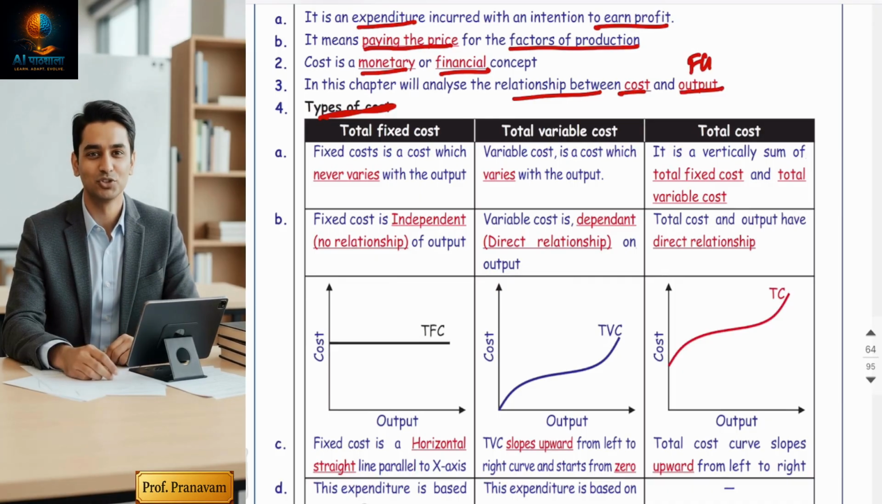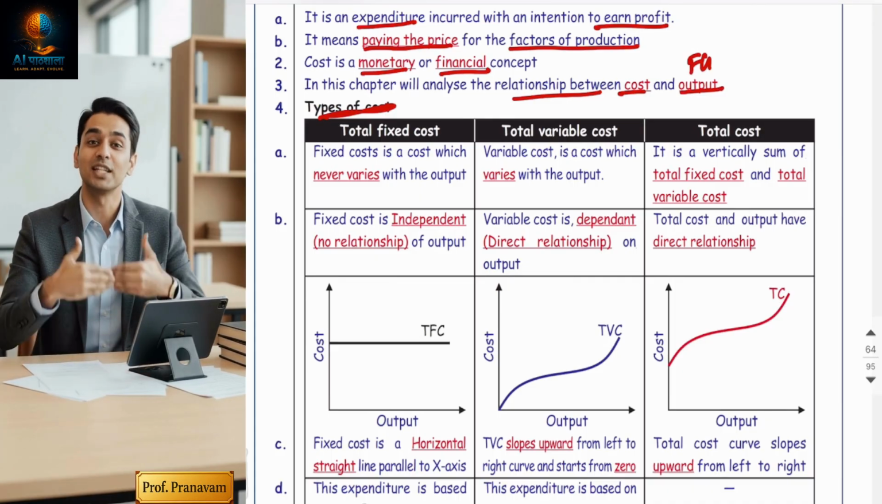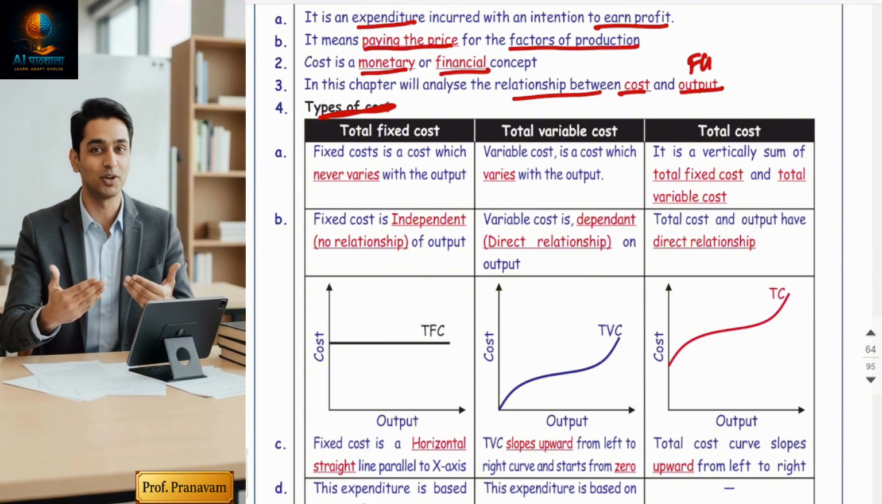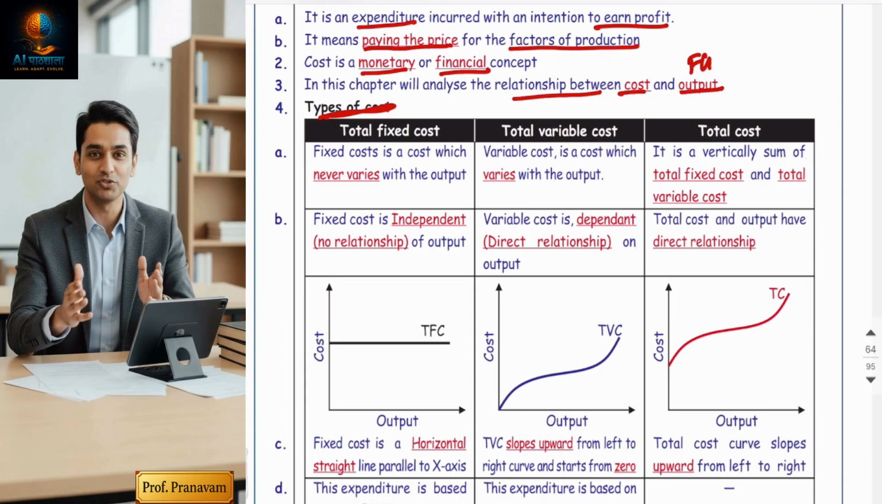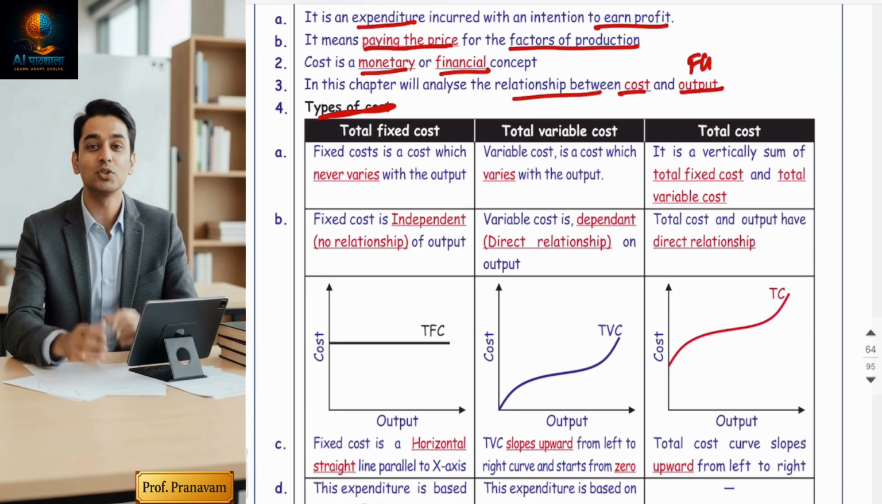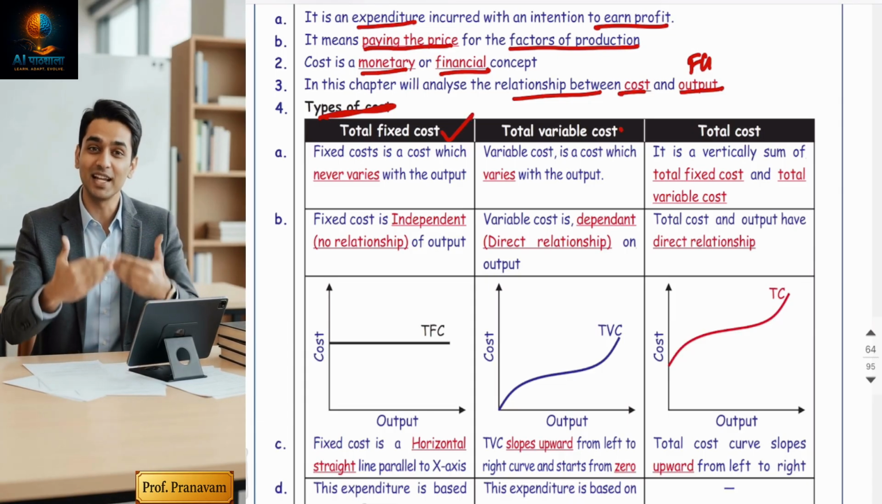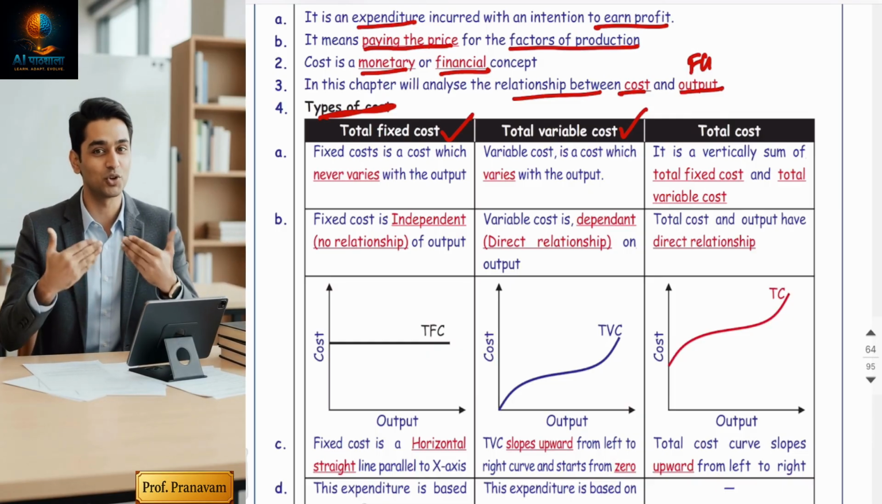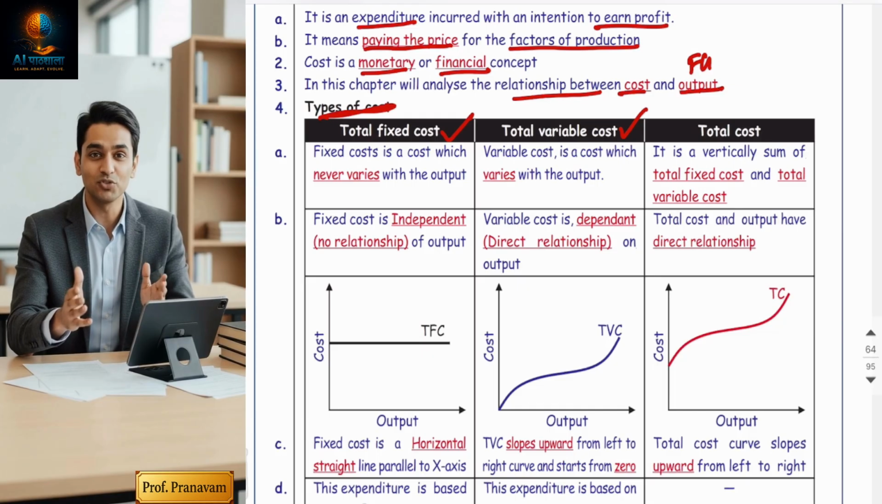In any business, irrespective of what level you are doing business, whether you have a small shop in a market or you are a Reliance kind of business, am I correct? Every business has two types of cost. One is fixed cost, another one is variable cost. There are only two types of cost: fixed cost and variable cost.